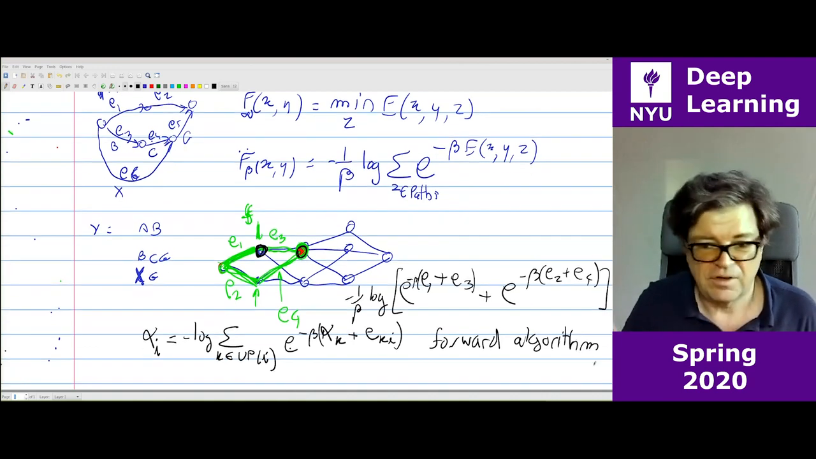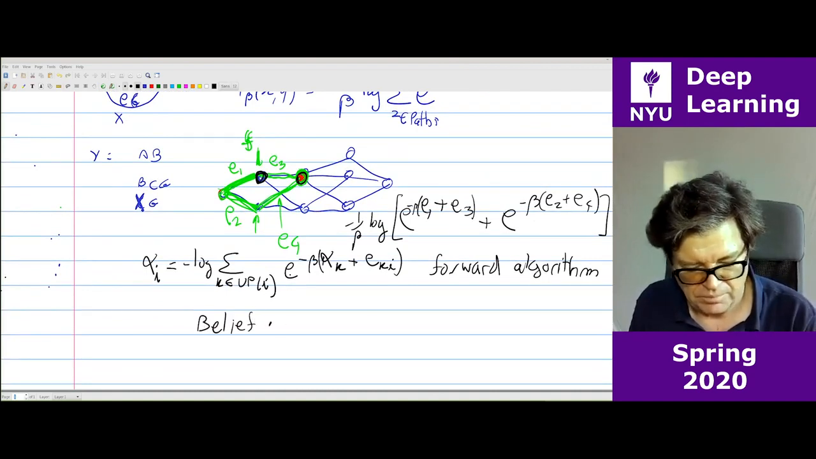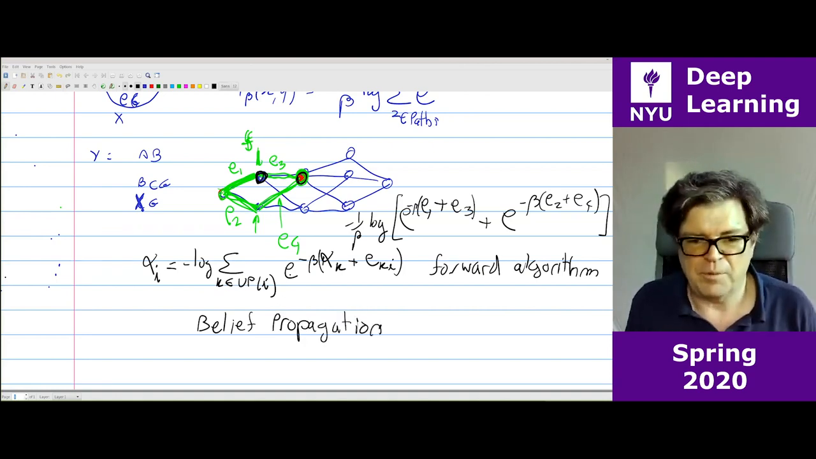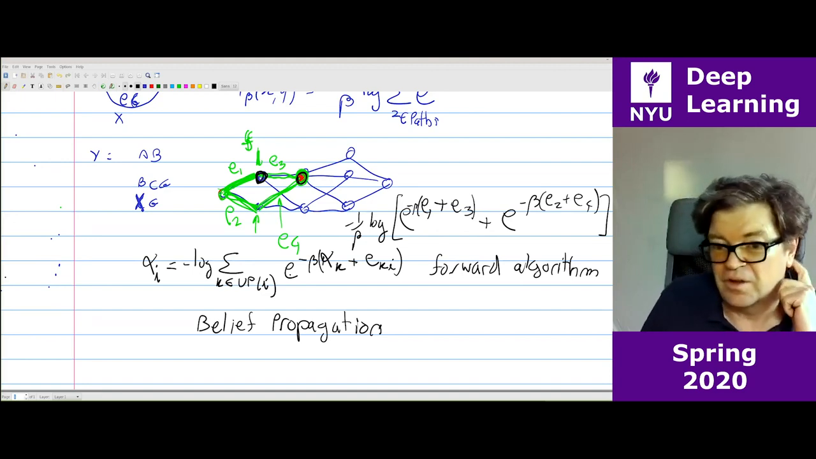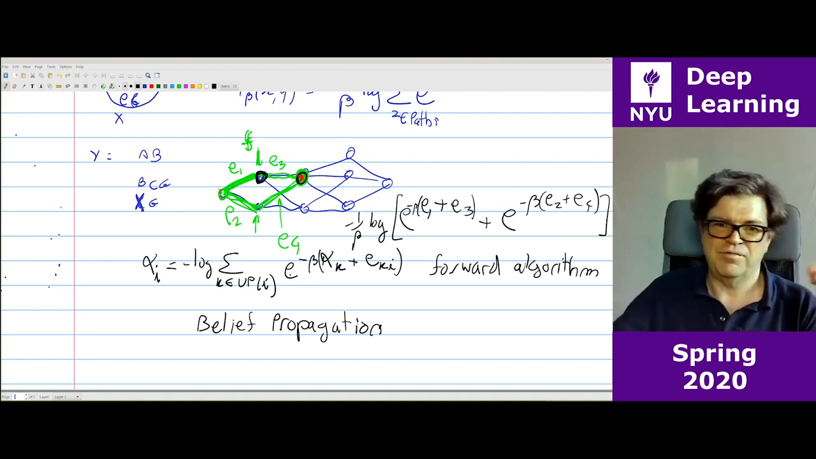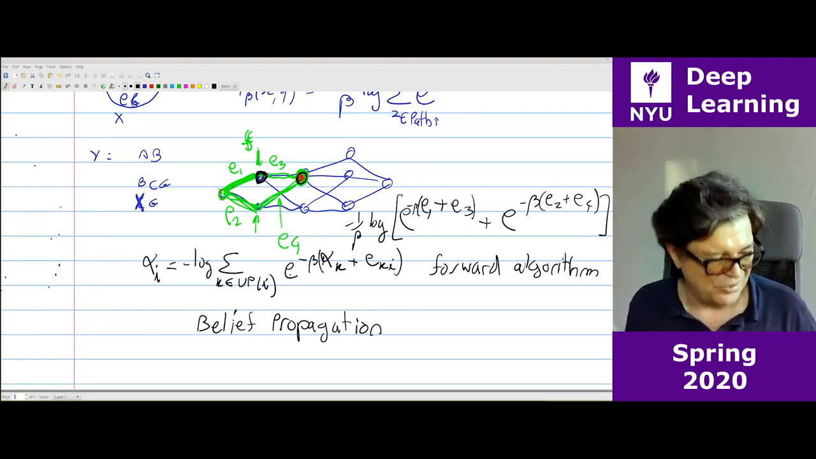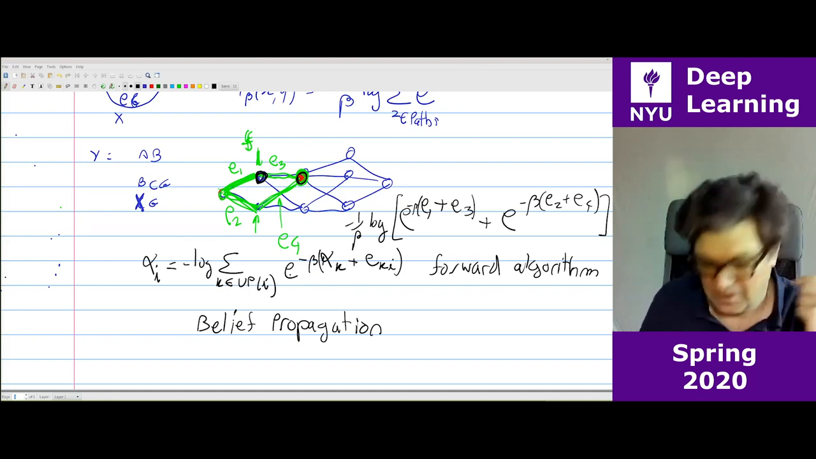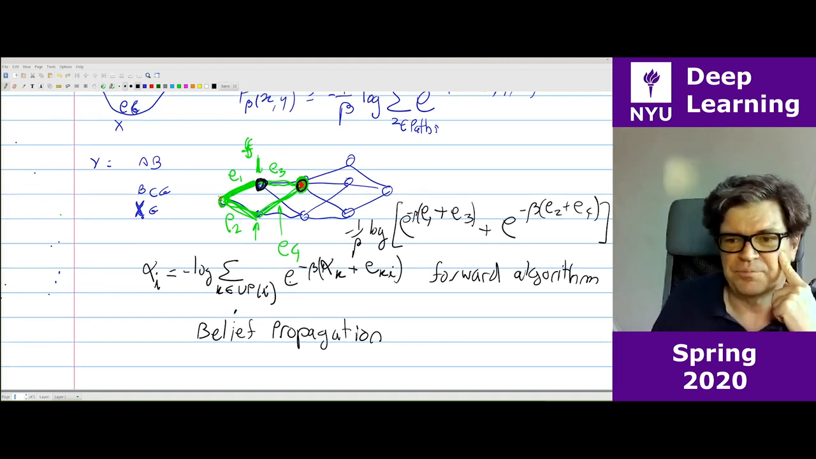And if you've heard about this, it's actually a special case of the so-called belief propagation algorithm. Belief propagation is a general algorithm for graphical models, and the forward algorithm is a special case when your graph is basically a chain graph. But I'm not going to go into this. You can take a course on Bayesian nets or graphical models or probabilistic methods. If you take a course with Rajesh, he will explain that to you. This would take us too far.